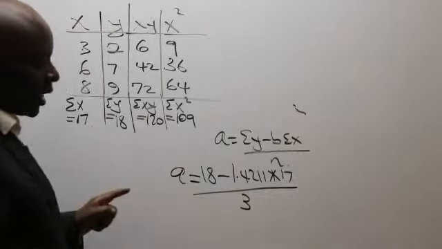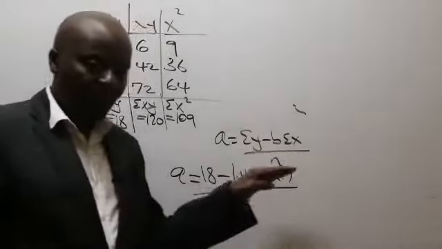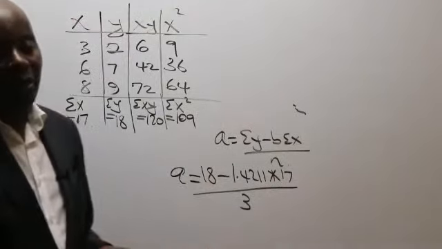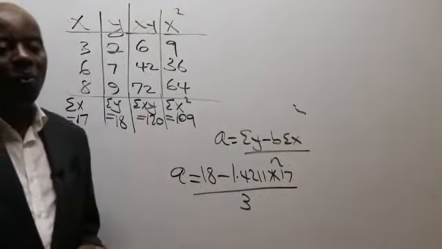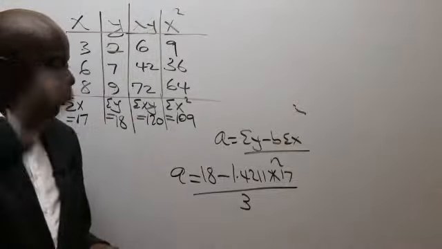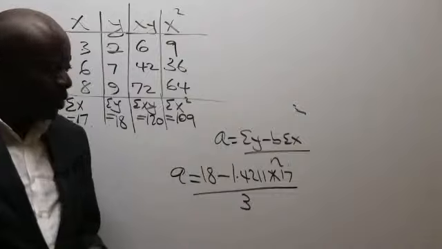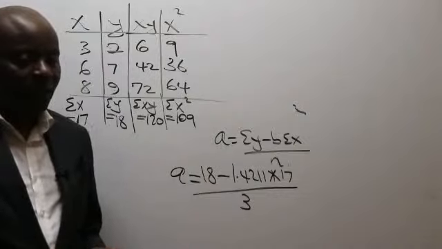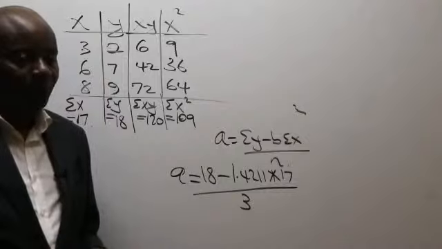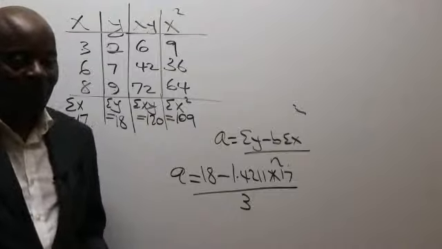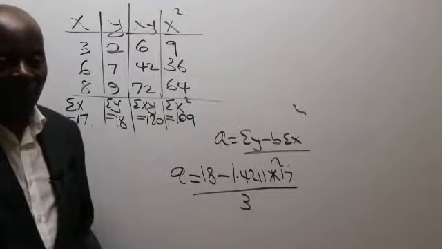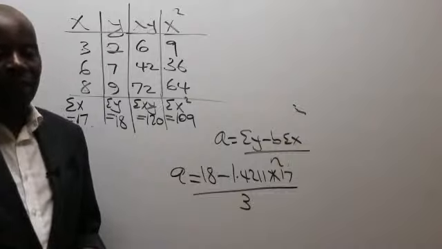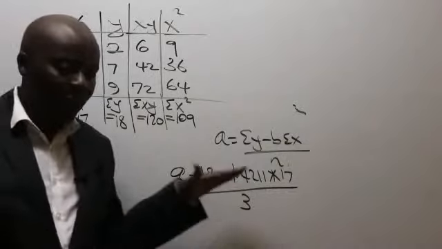So again, here you have to be very careful. Please get the numerator separately. So the numerator separately, this will be 18 minus 1.4211 times 17 equals. So I'm waiting to be given the numerator for A.